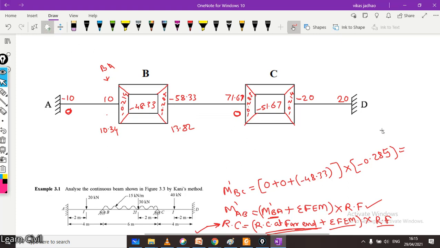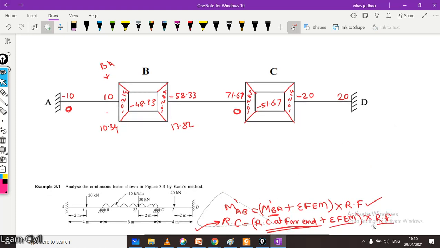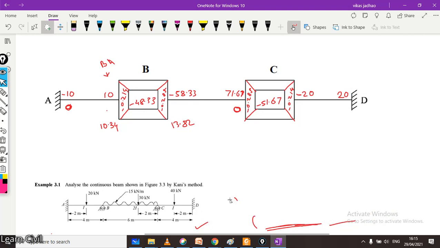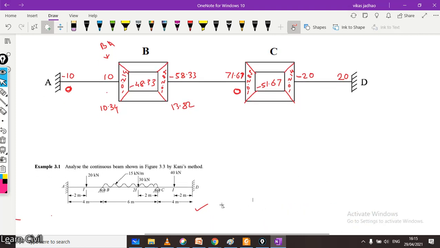Next we have to calculate the rotation contribution for members meeting at joint C. I'll delete this formula, I'll write this again. We have the formula: rotation contribution at any joint is equal to rotation contribution at far end.